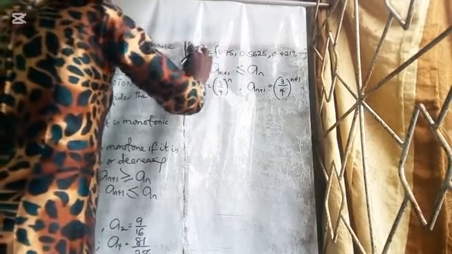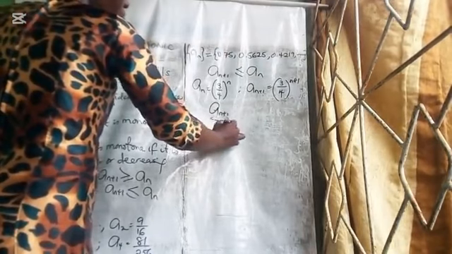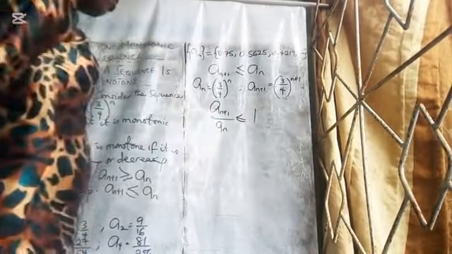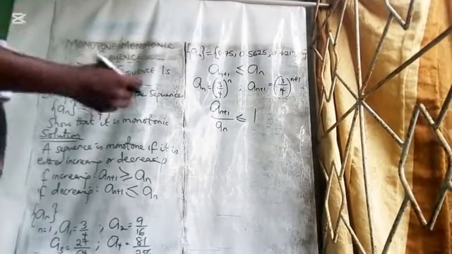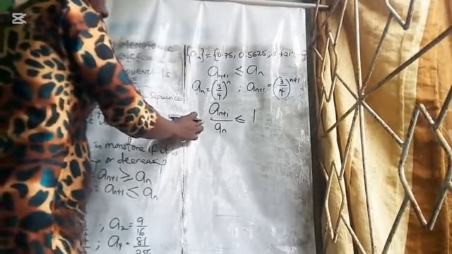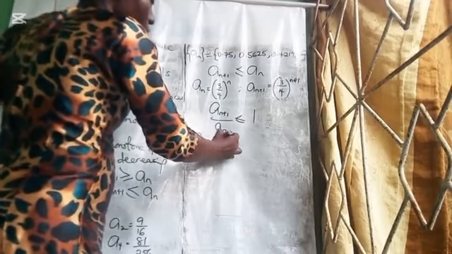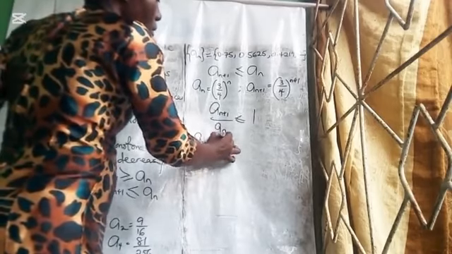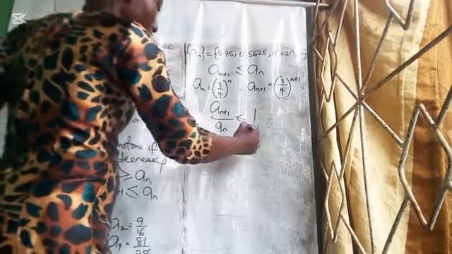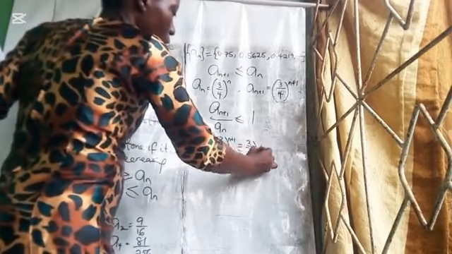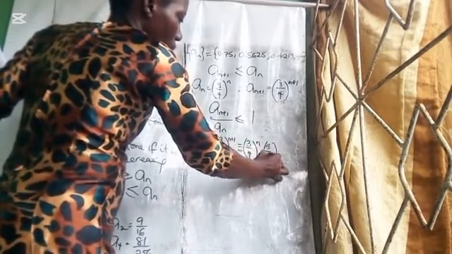An equivalence for this is a sub n plus 1 over a sub n to be less than or equal to 1. Since I have powers, I want to make use of this equivalence. So my a sub n plus 1, which is 3/4 to power n plus 1, is the same thing as what? 3/4 to power n times 3/4.